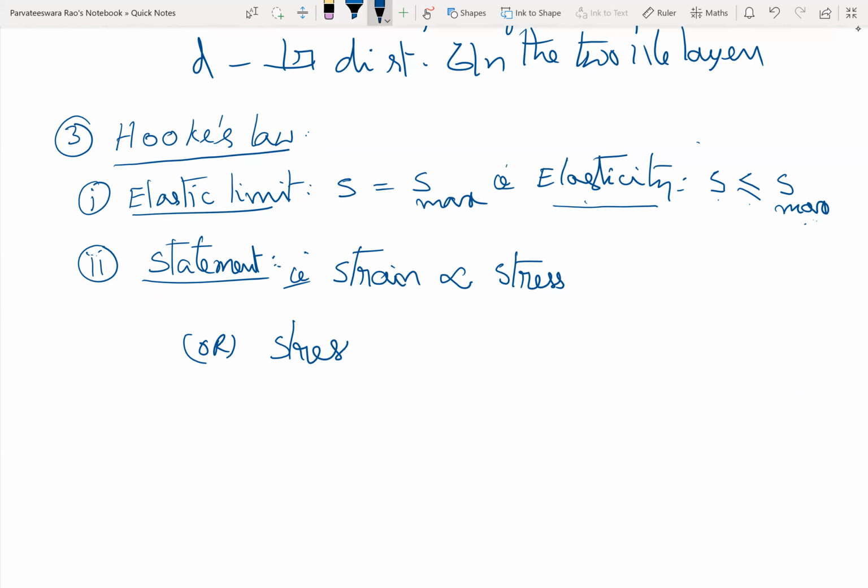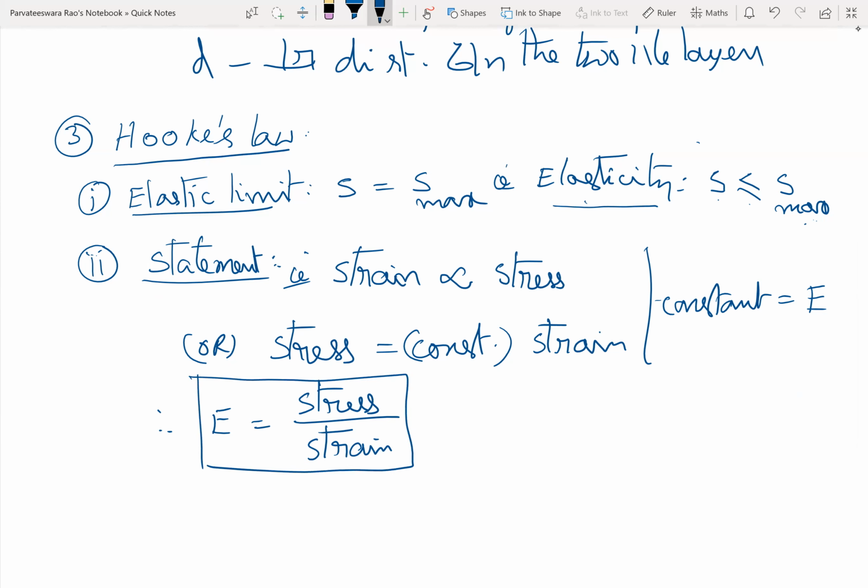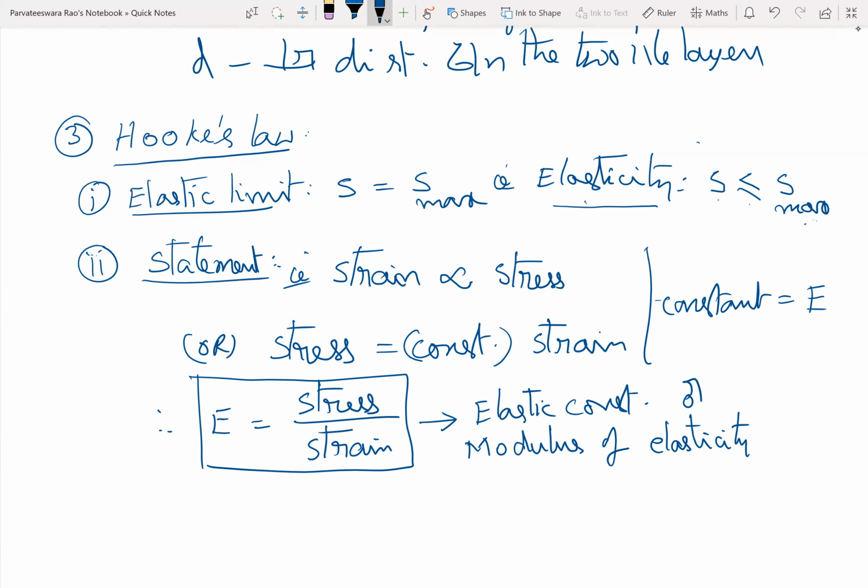Or stress is equal to some constant multiplied by strain. So the constant chosen here is represented as E. Therefore, the proportionality constant E is equal to stress by strain. This is called the elastic constant or modulus of elasticity, or elastic modulus.